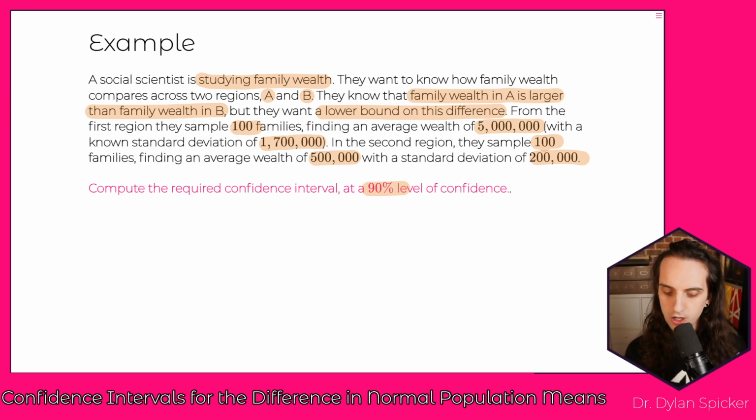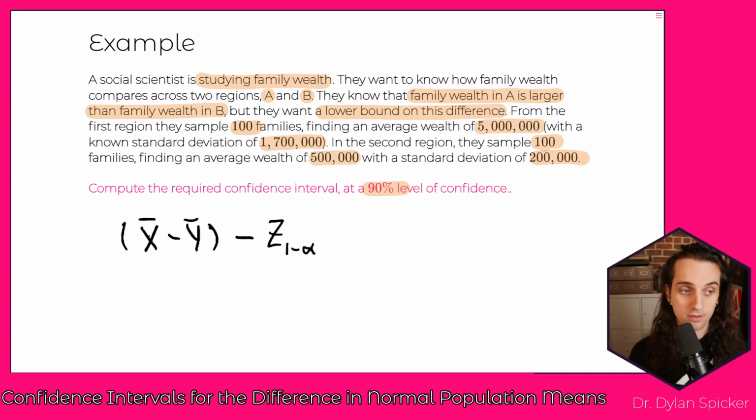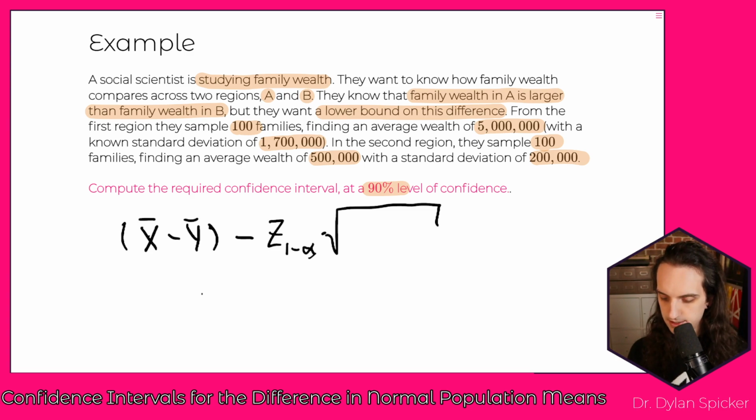To recall, how do we get a one-sided confidence interval? We're looking at the estimator x bar minus y bar, and we just want the lower bound. So we subtract off z of 1 minus alpha, which is our critical value. Remember, for one-sided confidence intervals, we don't take z of alpha over 2 because we only need one of the tails, and so we take z of 1 minus alpha. We multiply that by our standard error, which is the square root of sigma x squared over n plus sigma y squared over m. Then we can plug in all of the values here.